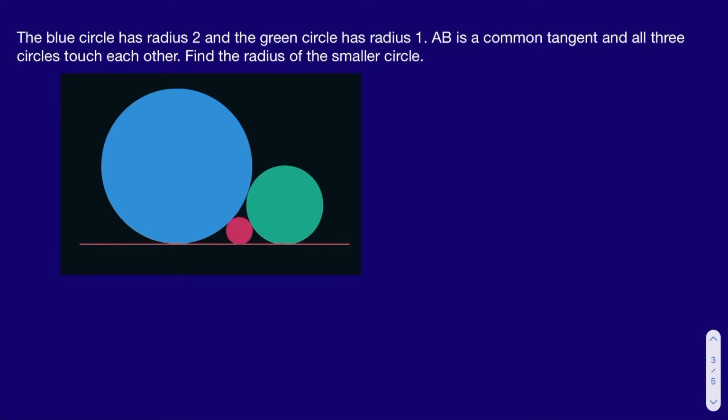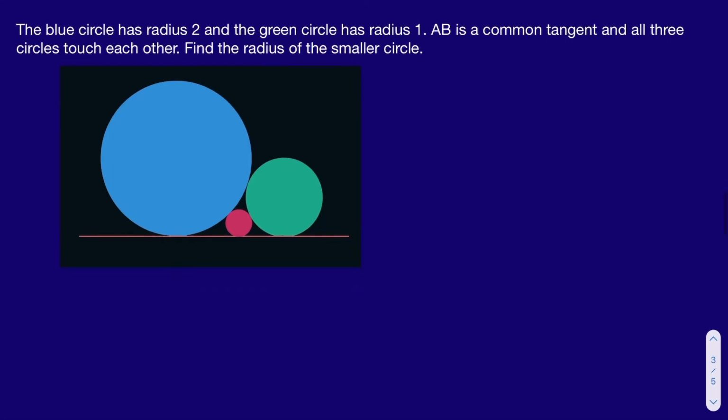In this problem, these three circles are touching each other, and this line AB is a tangent line to all these three circles. The radius of the largest circle is 2, and the radius of the smaller circle is 1, and we are supposed to find the radius of the smallest circle. So how to solve this problem?